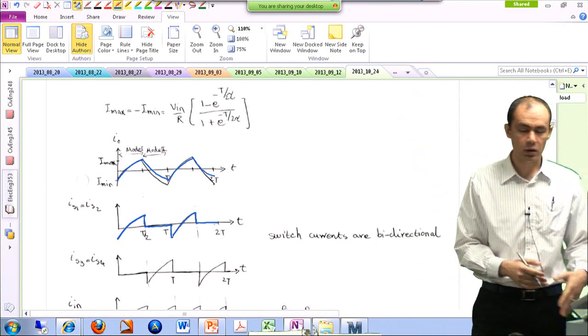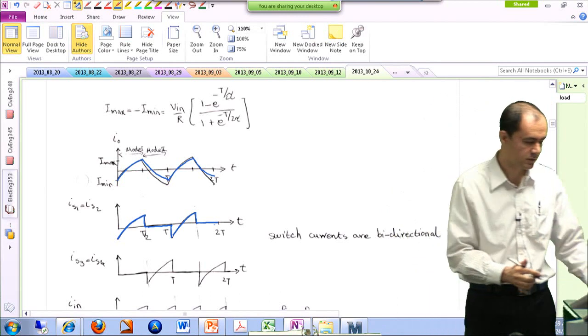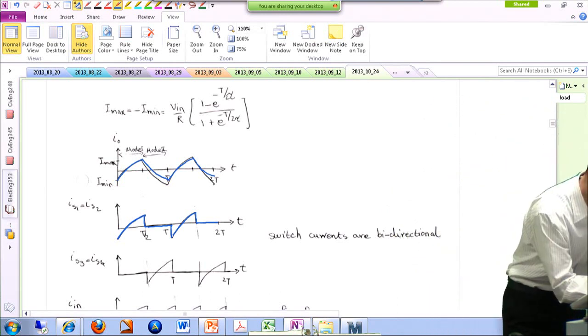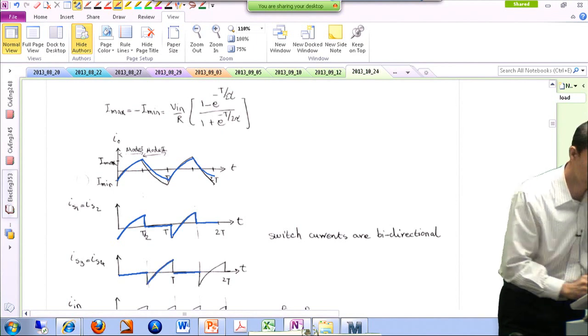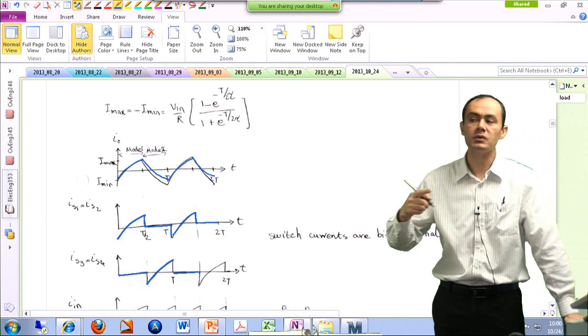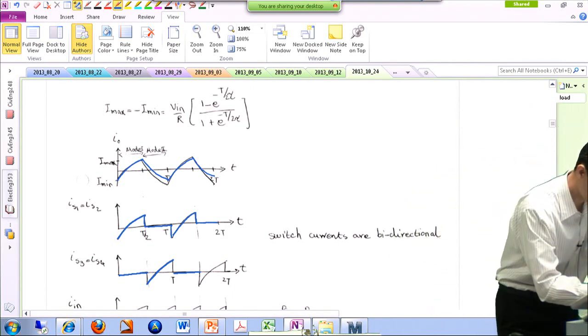The other two switches are almost the same, only 180 degrees phase shifted. In the first mode, 3 and 4 were off, so nothing going on here and here. But in mode 2, it is actually following the opposite of the output current. So let me actually explain that.